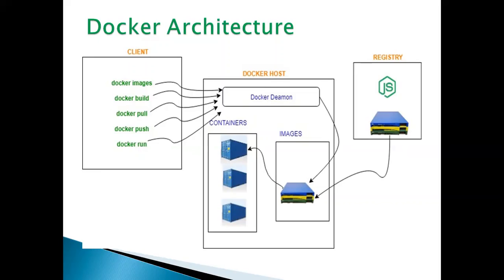You can see some regularly used commands here, like docker images. It lists the images present in the Docker host. Docker build. You can build your own image using a Dockerfile. Docker pull. You can import the images from Docker Hub or from a private registry. Docker push. You can export the images you have in your Docker host to the Docker registry. Docker run. It will create the container and start the container.